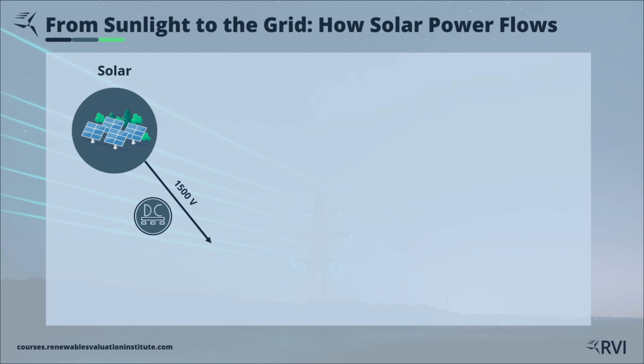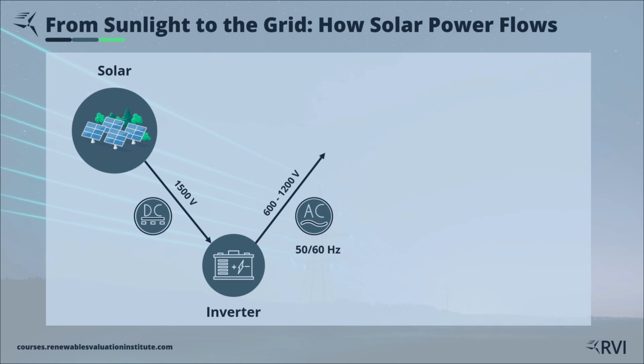That's great for electronics, but you can't feed DC directly into the grid. So the first step is conversion. DC power runs through an inverter whose job is to turn it into AC power, alternating current. The same kind of power the grid uses, with a frequency of 50 or 60 Hz. After this conversion, the voltage is still low, typically around 600 to 1200 volts coming out of the inverter.